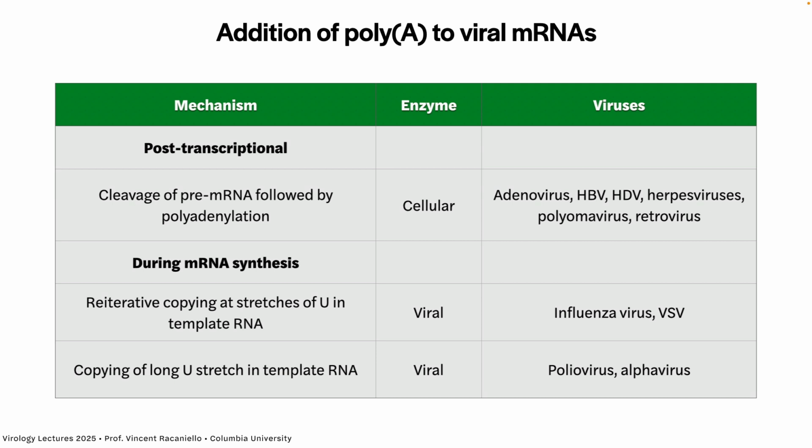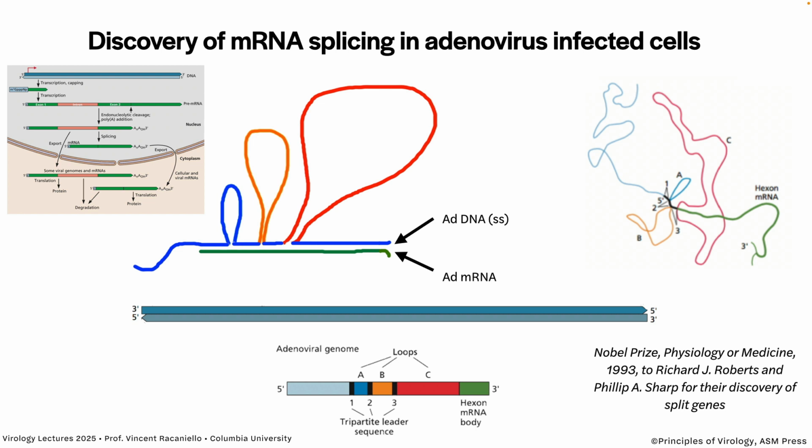So for flu and VSV, remember, reiterative copying at stretches of U. Polymerase encounters this U and it begins to stutter and add A's. That's the mechanism of polyadenylation. Or for poliovirus and alphaviruses, the poly-A is encoded in the negative strand as a stretch of U. So there's a stretch of U in the minus strand, it's copied to make poly-A, and then the poly-A is copied to make a stretch of U in the minus strand. So three distinct mechanisms for adding poly-A to viral RNAs.